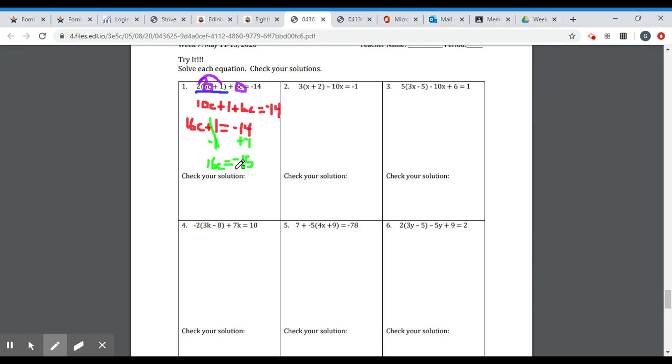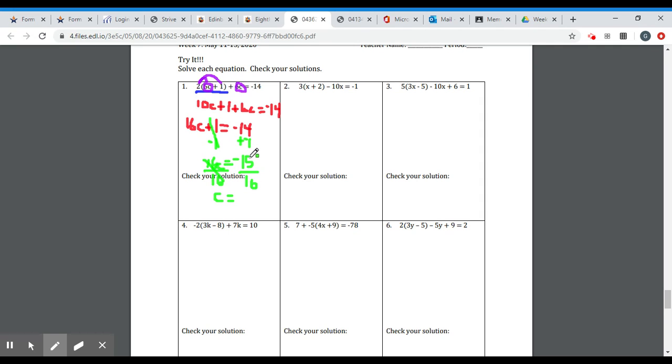Now remember that when I have my integer attached to my variable, it's understood that there's an imaginary dot in between that means multiplication, and the opposite of multiply is divide. So I'm going to divide by 16. 16 divided by 16 is going to give me 1. So now I have 1C, but I don't need to write it. And then when I do the one side, I need to do the other side. So I do negative 15 divided by 16.